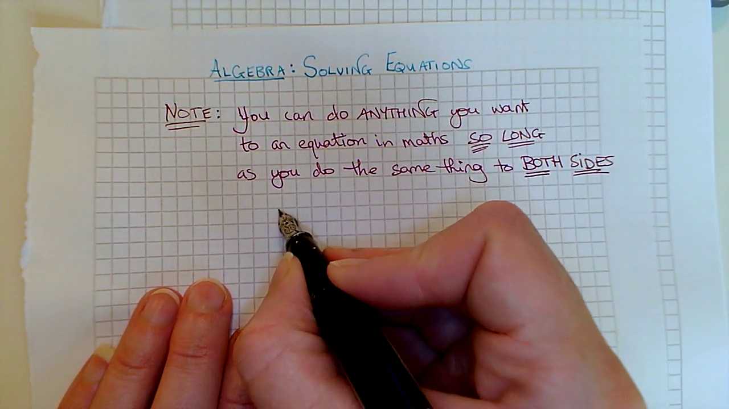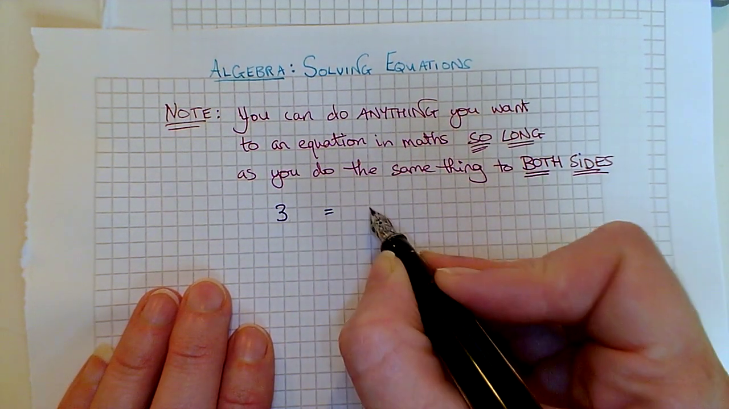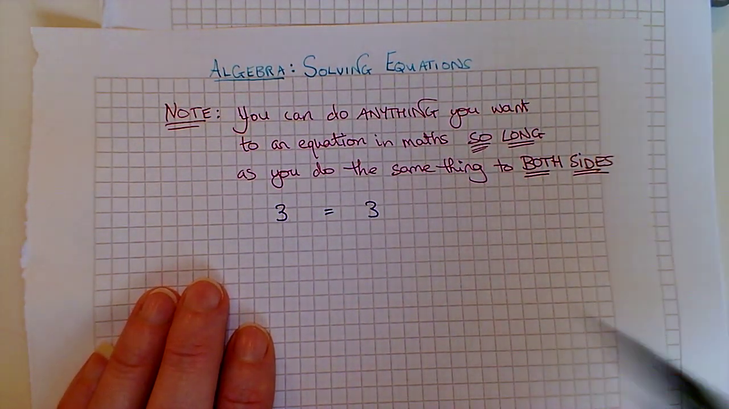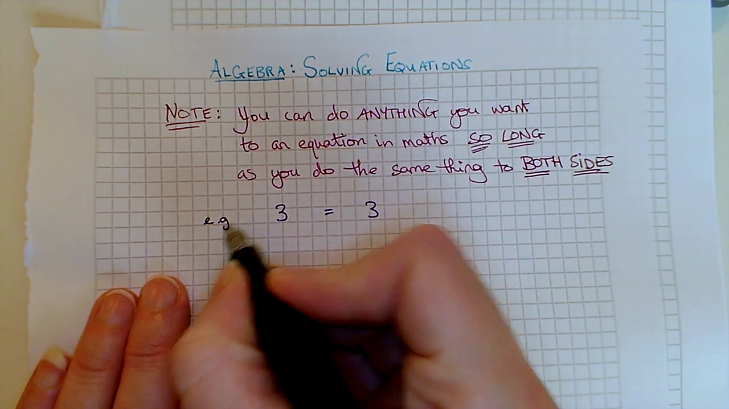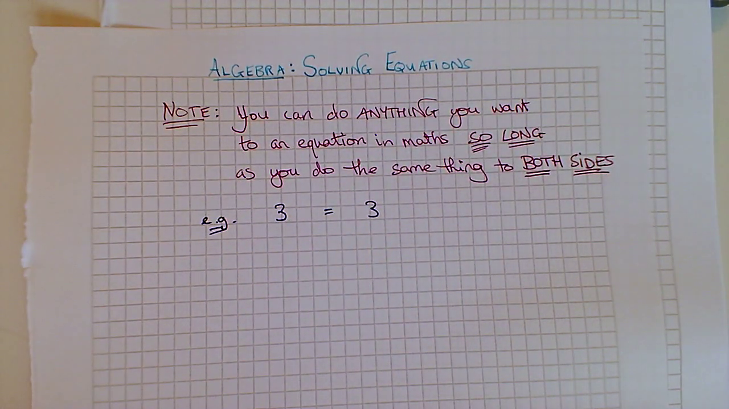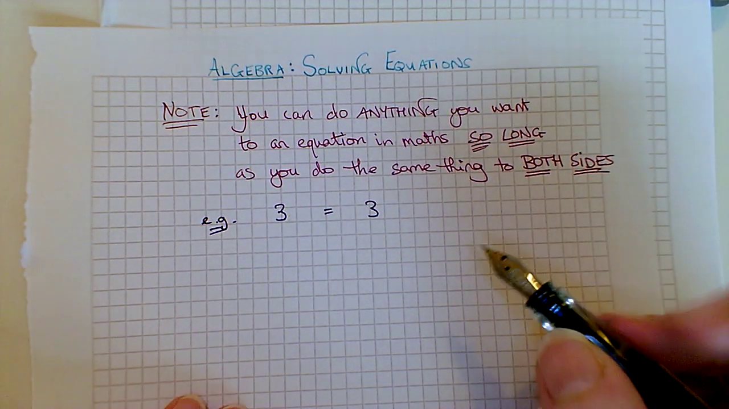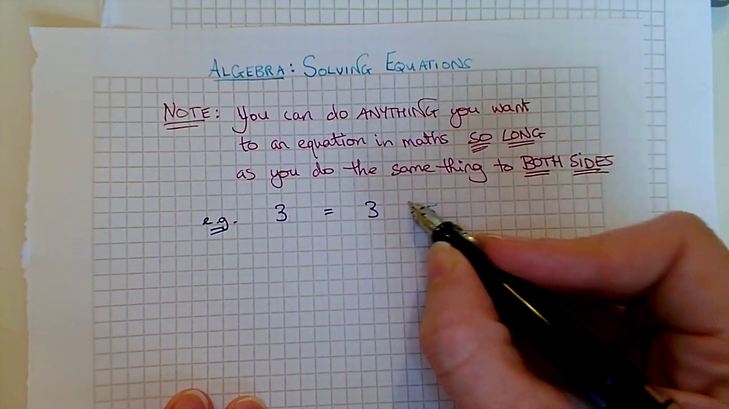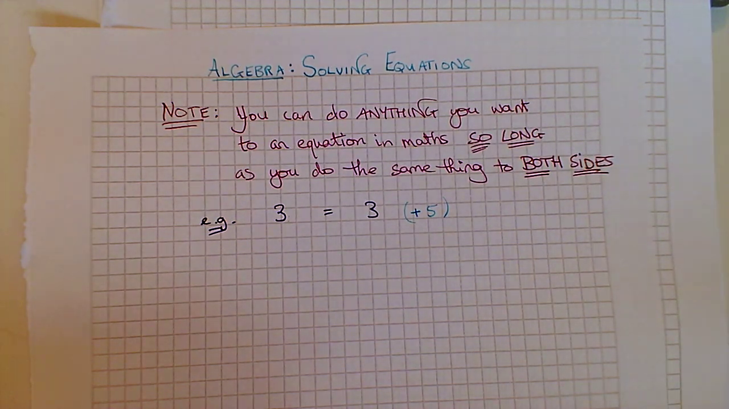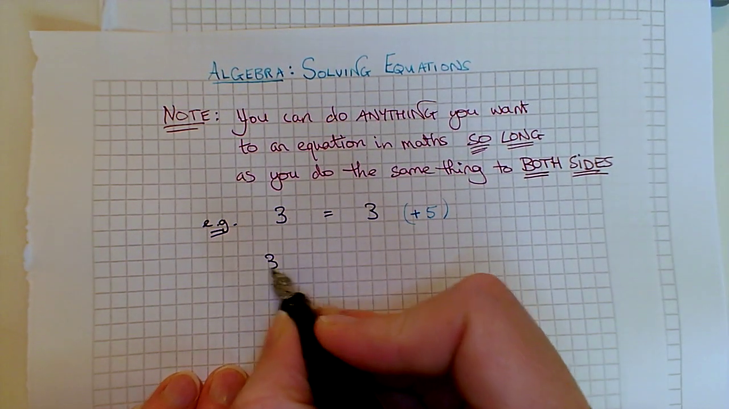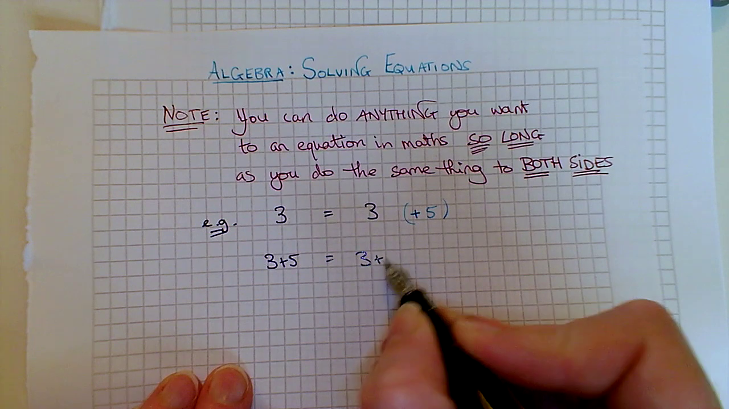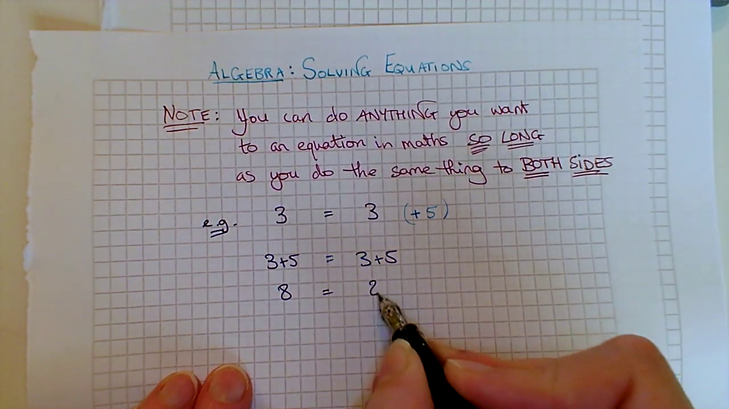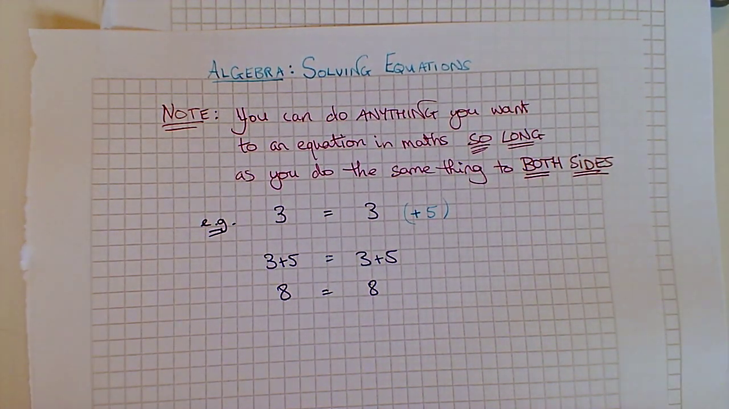We'd all agree that this is a true statement, that 3 is equal to 3. That's not a mind-blowing statement at all. Everybody agrees with it, and that is an equation. Not a very interesting equation maybe, but it is. So what might I want to do to that equation? Well, what about if I added 5 to both sides of the equation? Would we agree that 3 plus 5 is equal to 3 plus 5? We would, because 8 is equal to 8. So I can do that.